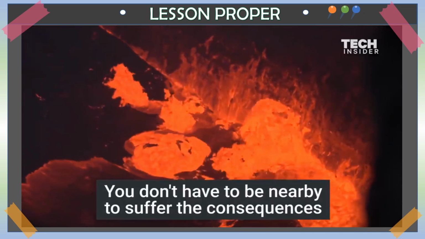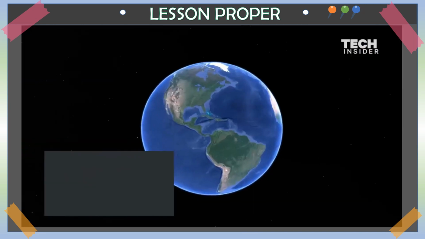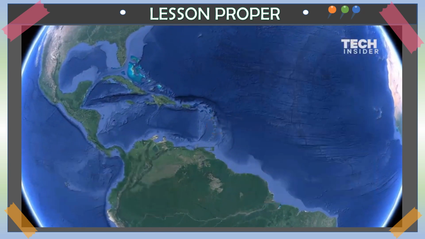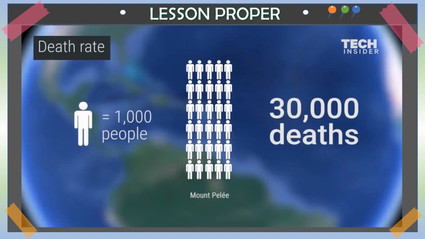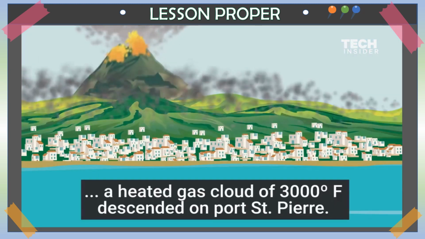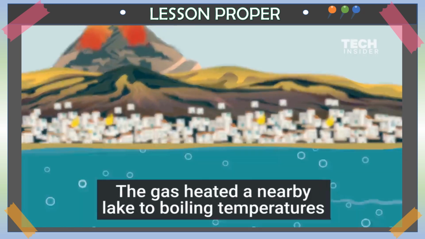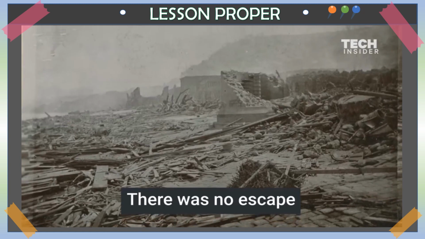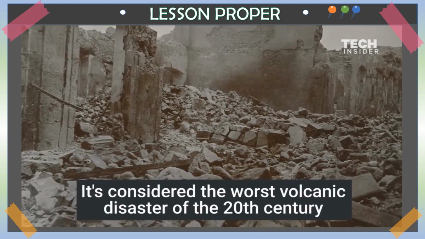Here's one example. In Mount Pelee, Caribbean, 1902, 30,000 deaths were reported. Less than a minute after the eruption, a heated gas cloud of 3,000 degrees Fahrenheit descended on Port St. Pierre. The gas heated the nearby lake to boiling temperature. There was no escape. Hence, it was considered the worst volcanic disaster of the 20th century.